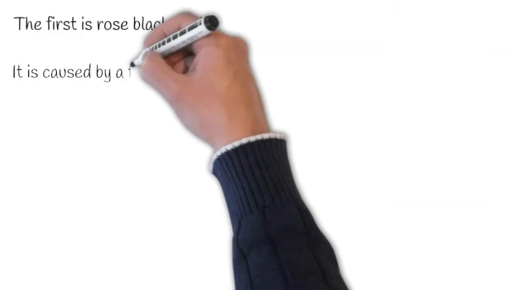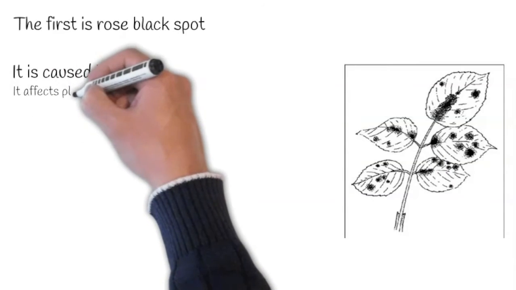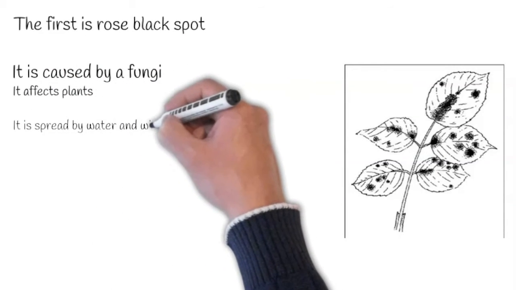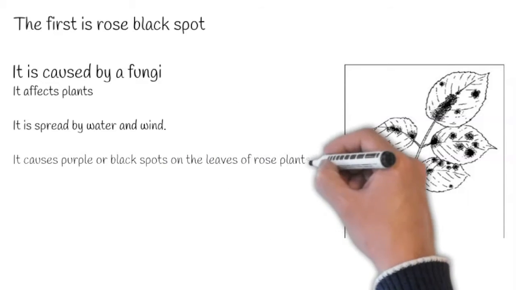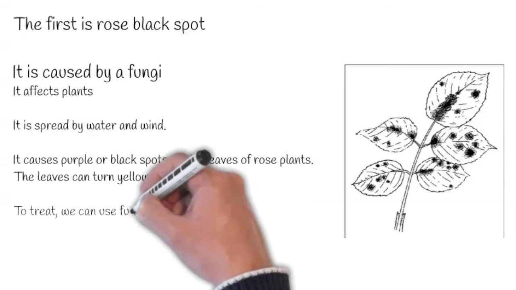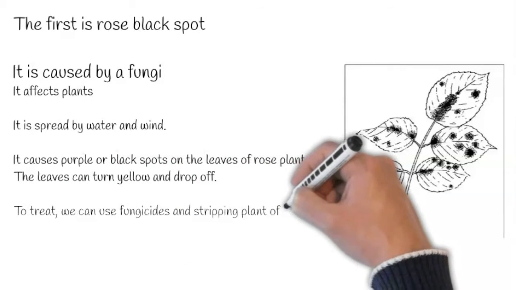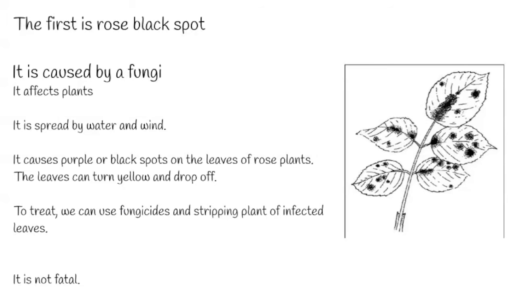The first is rose black spot. It is caused by a fungus. It affects plants. It is spread by water and wind. It causes purple or black spots on the leaves of rose plants. The leaves can turn yellow and drop off. To treat, we can use fungicides and strip the plant of the infected leaves. It is not fatal.